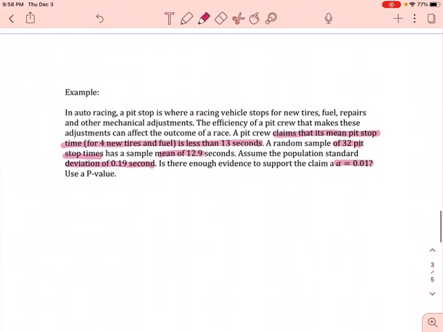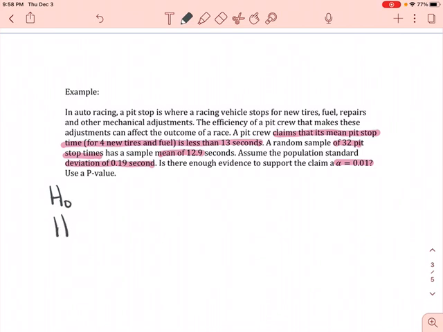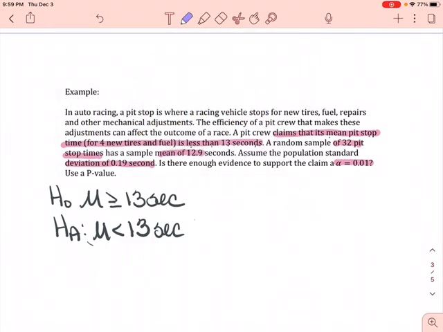All right, so the first thing we notice is we've got to write our H0 and HA. So that's the first sentence. The claim that its mean pit stop time is less than 13 seconds. Okay, so mean 13 seconds, less than 13 seconds. Let's put seconds here. That means H sub 0 is greater than or equal to 13 seconds. Okay. All right, and this guy here is our claim. Okay, any questions? Yeah, think about that.